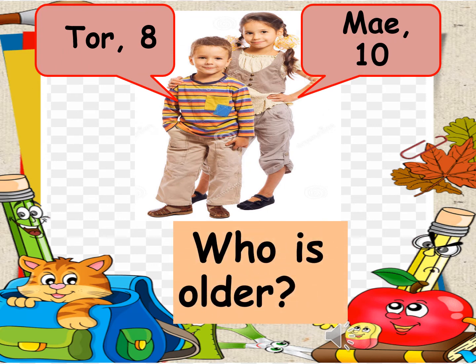Using the same pictures, using the same persons. Thor, 8 years old, and May, 10 years old. The question is, who is older? What's the answer? That's correct. May is older than Thor.